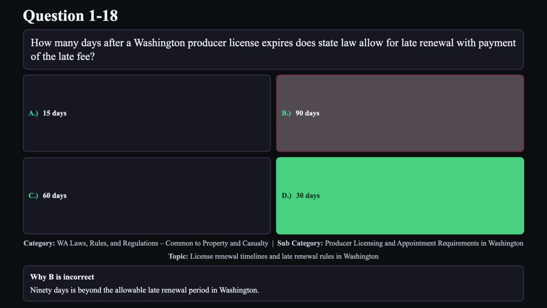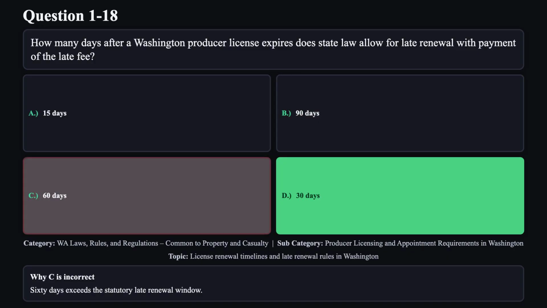Reason B is not correct. 90 days is beyond the allowable late renewal period in Washington. Reason C is not correct. 60 days exceeds the statutory late renewal window.